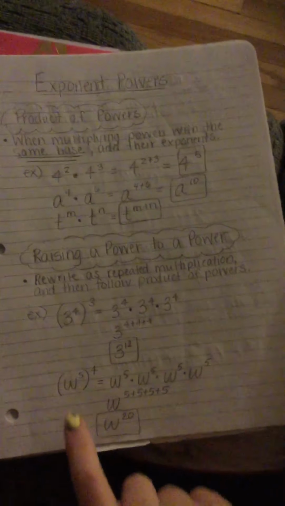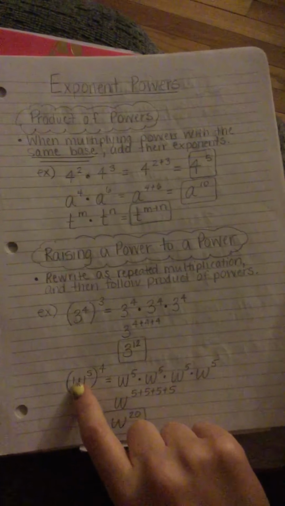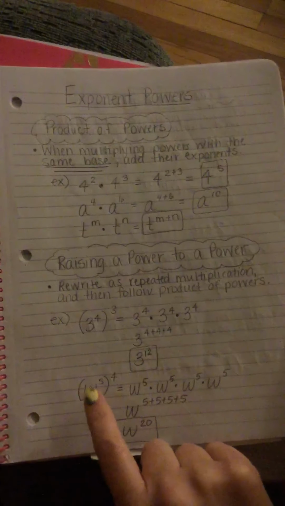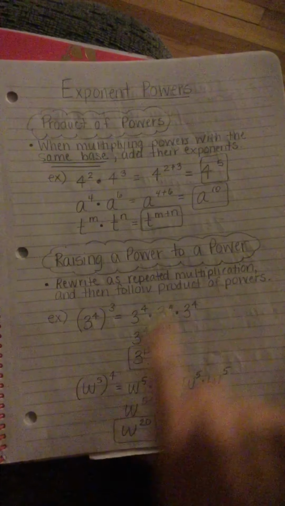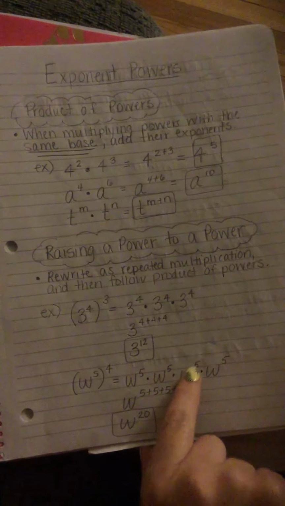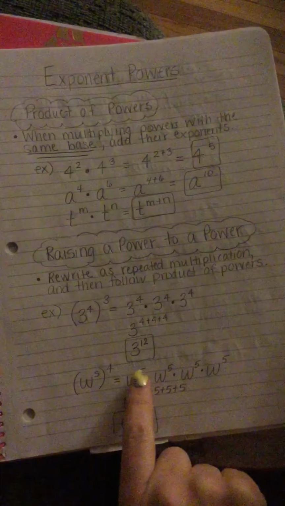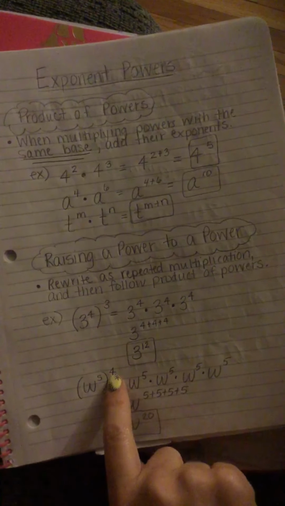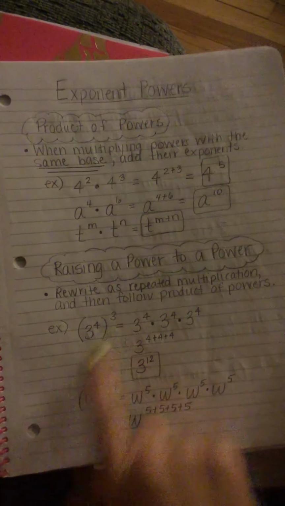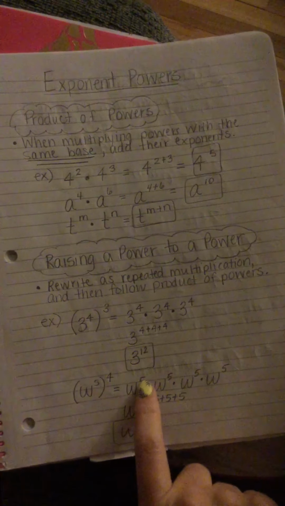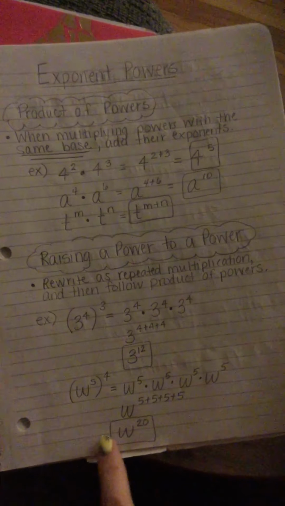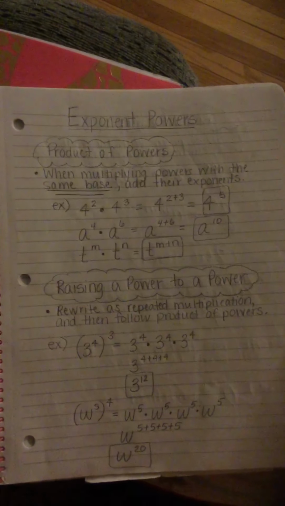Okay, another example using variables. If I have w to the fifth power and I'm raising that to the fourth power, I'm going to rewrite this as repeated multiplication. So this is going to be w to the fifth power times w to the fifth power times w to the fifth power times w to the fifth power. I rewrite it 4 times because it's being raised to the fourth power. Just like here, I wrote it 3 times because it's being raised to the third power. And then I'm going to do w, and then I'm going to add all these exponents. So 5 plus 5 plus 5 plus 5, which gives me w to the 20th power. So those are your first 2 powers.